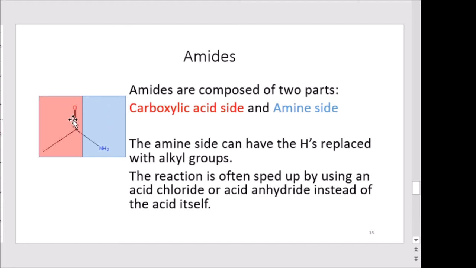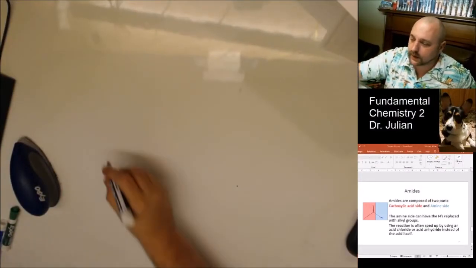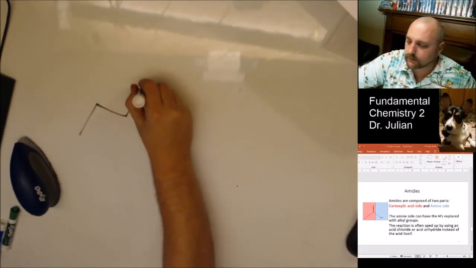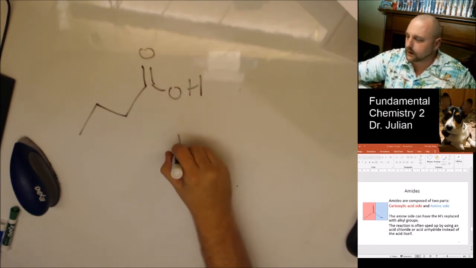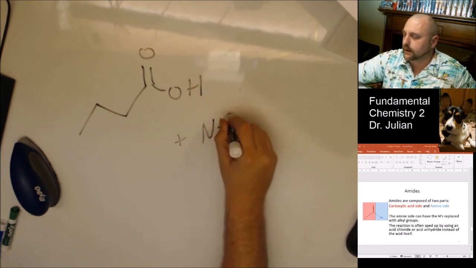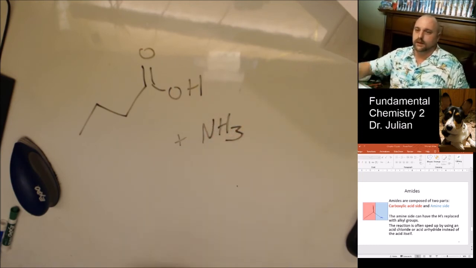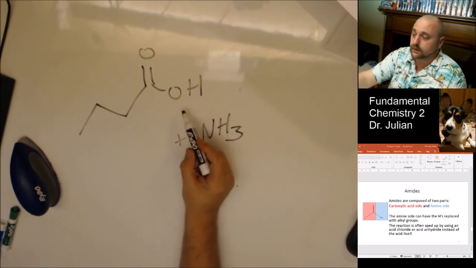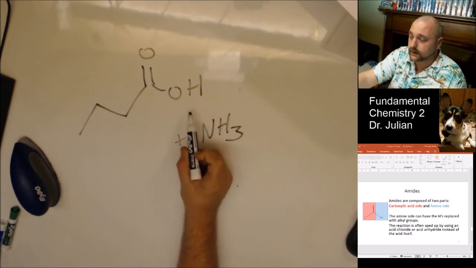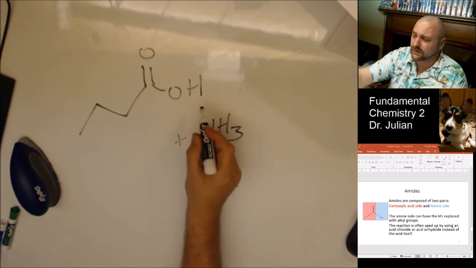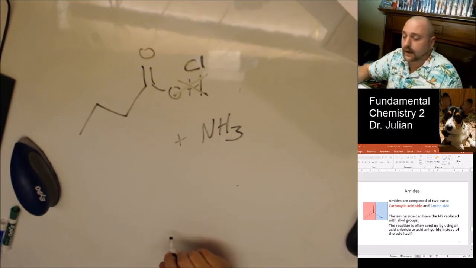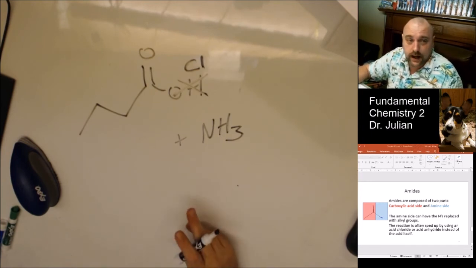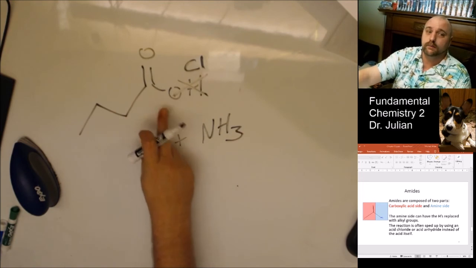All right, so with a carboxylic acid, let's say I wanted to make an amide with this carboxylic acid, and I wanted to just react it with NH3. Instead of using the carboxylic acid itself directly, this reaction sort of works, all right? But if I can put the acid chloride or an acid anhydride, those are way more reactive.